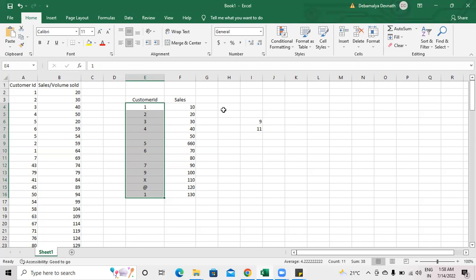So this is all about COUNT and COUNTA. In my coming lecture, I will discuss pivot tables. I will discuss VLOOKUPs and other small daily used functions.